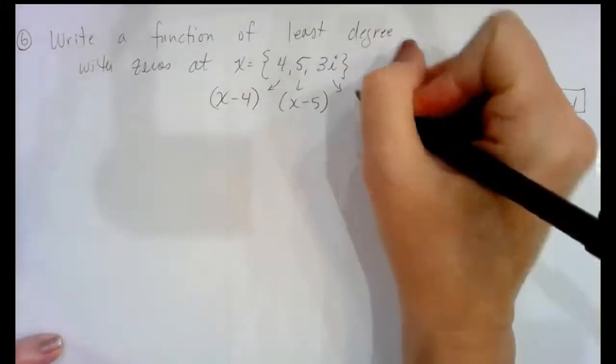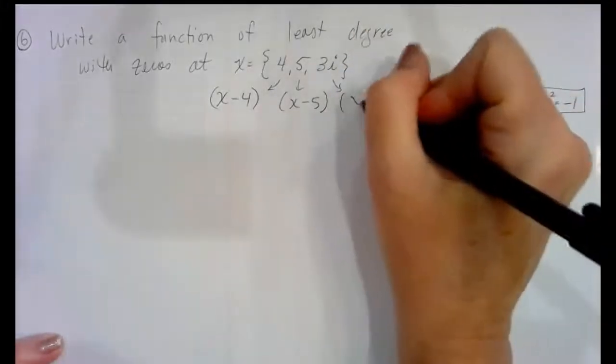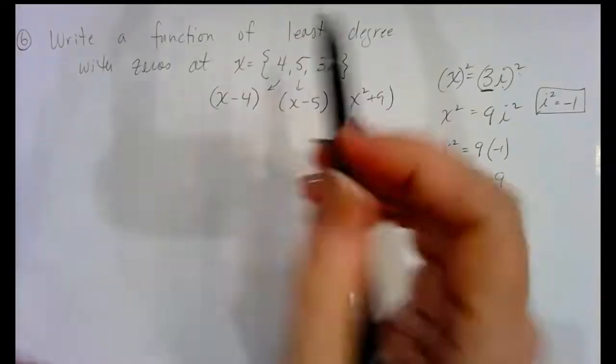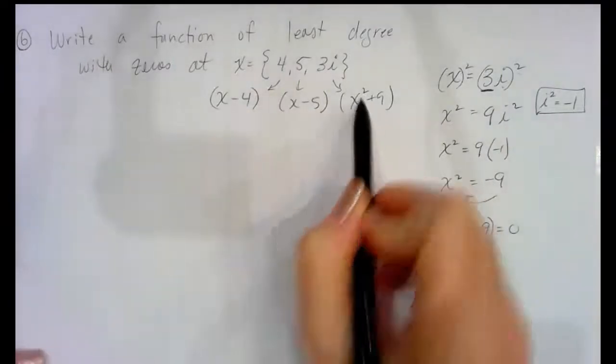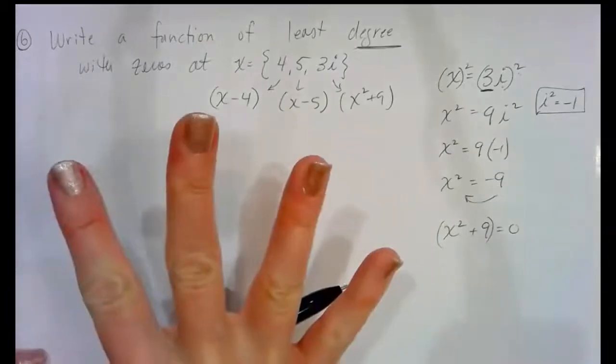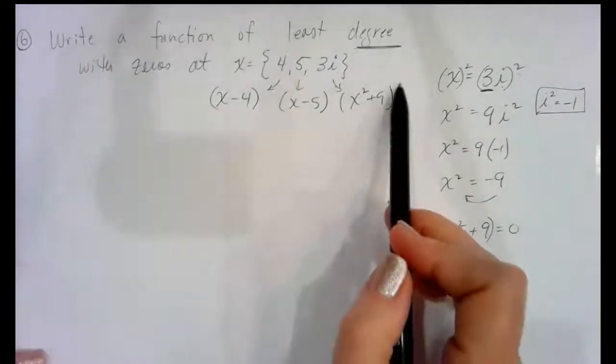x squared plus 9 is our factor. Remember, i's always come in pairs. That's why we're getting a quadratic factor here. So here are 3 factors. So 1, 2, 3, 4. Our degree of our function is going to be the 4th power.